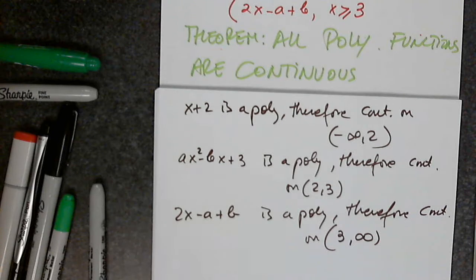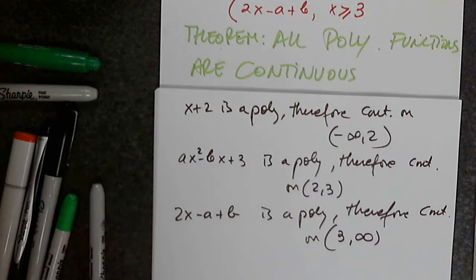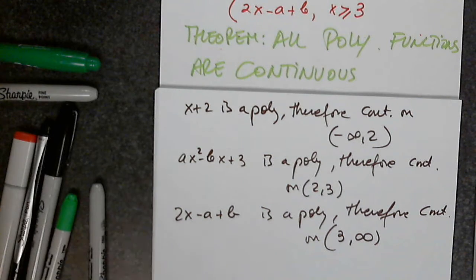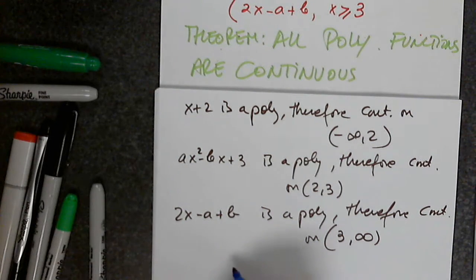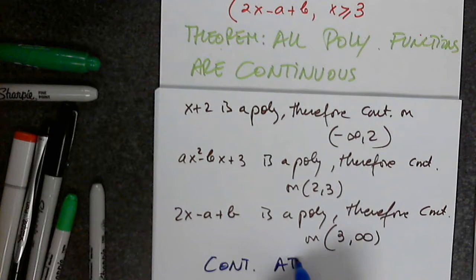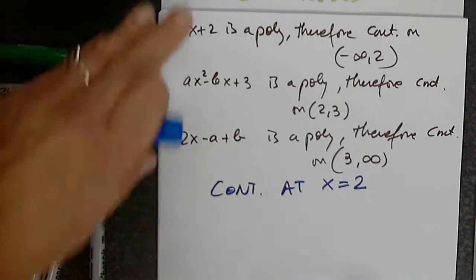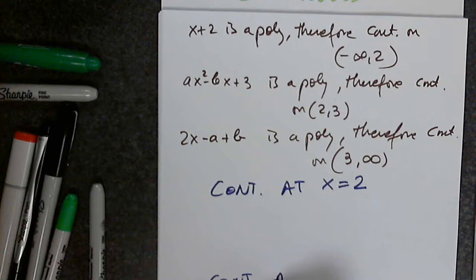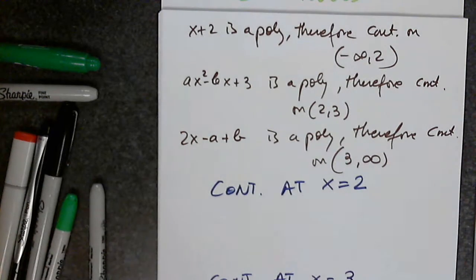Now, what do I need to discuss? I discussed negative infinity to 2. I discussed 2 to 3. I discussed 3 to infinity. What do I have to discuss next? Continuity at x equals 2. After that, continuity at x equals 3. Good.